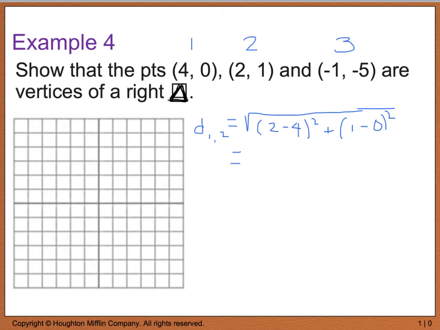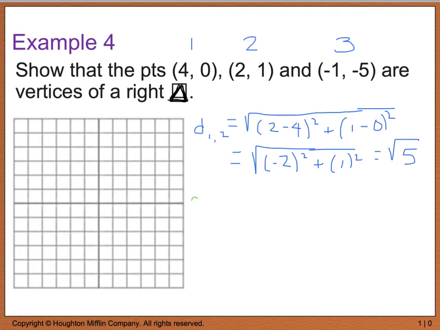So this is going to give me the square root of 2 minus 4, which is a negative 2. I'm going to square that and add it to 1 minus 0, which is going to give me 1 squared. Negative 2 squared is 4, plus 1 squared is 5, so I end up with the square root of 5.